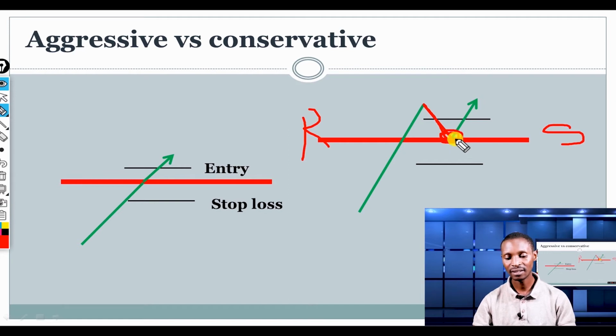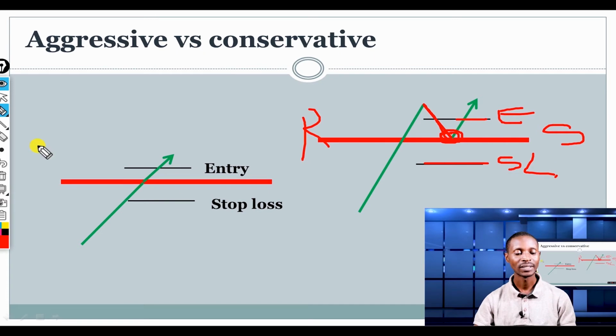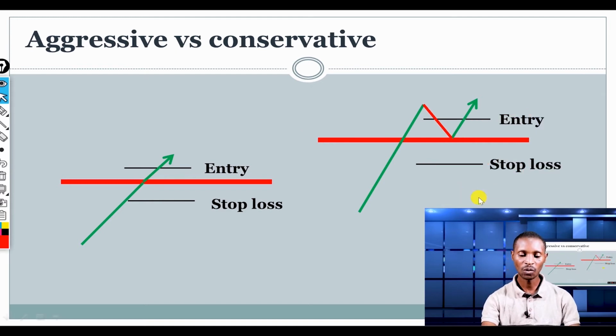retested this support, you will need to wait for a bounce, and if it shows you a signal that the buyers are willing to continue pushing this market up, then you will set your entry here, and your stop loss will be set below this support. For this case, now it is no longer resistance, it will be support. So that is how we trade breakouts conservatively.